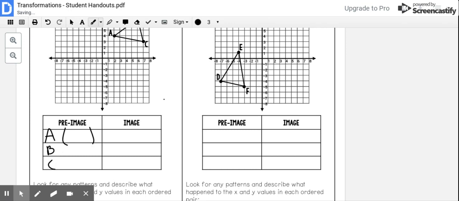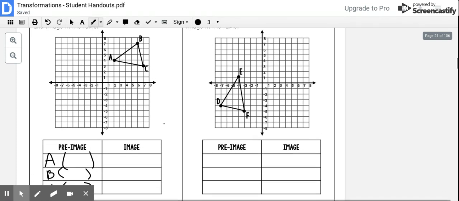So we're going to write the ordered pairs for each coordinate. Those are parentheses. So for the pre-image, remember that doesn't have any of the prime markings. A is over 2 and up 4.